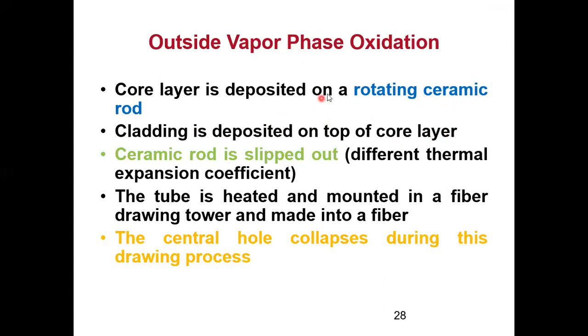Then what I do, once this deposition has taken place, I slip out the ceramic rod, because the ceramic rod is not contributing to the fiber fabrication. Then whatever deposition has happened, I heat it in a tower, okay, a fiber drawing tower, and make it into a fiber. This fiber drawing tower I have already shown you.